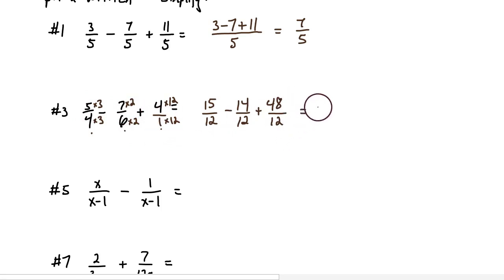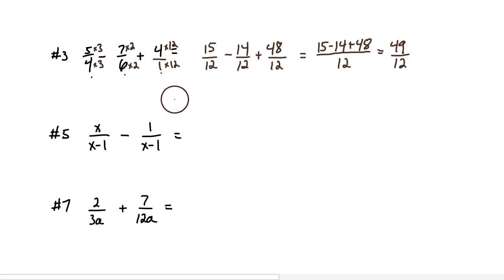Now that we have a common denominator, we combine the numerators together and write that on top of the common denominator. 15 minus 14 is 1, and 1 plus 48 is 49. 49/12.